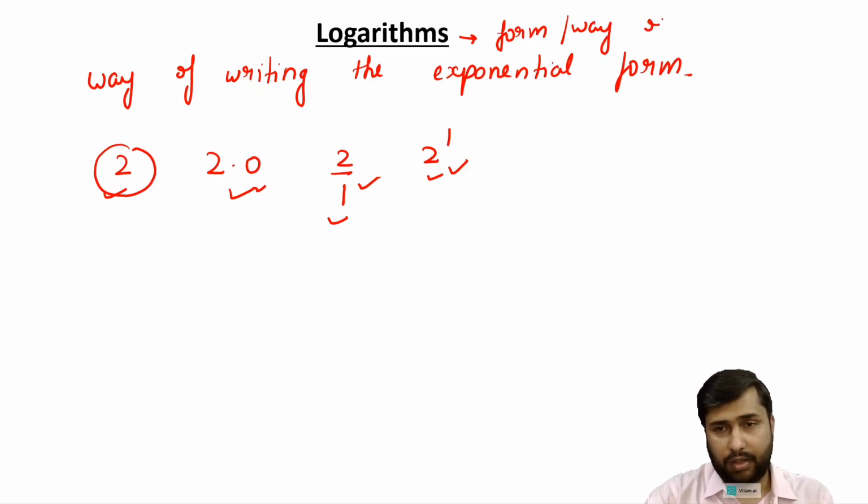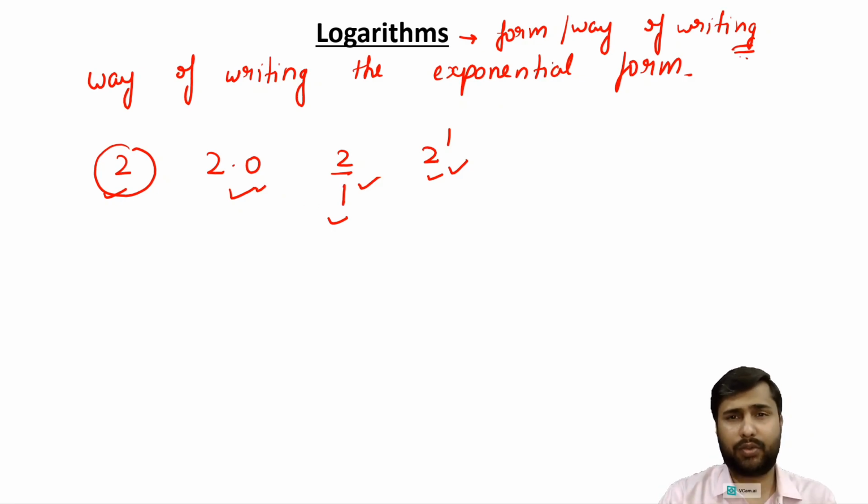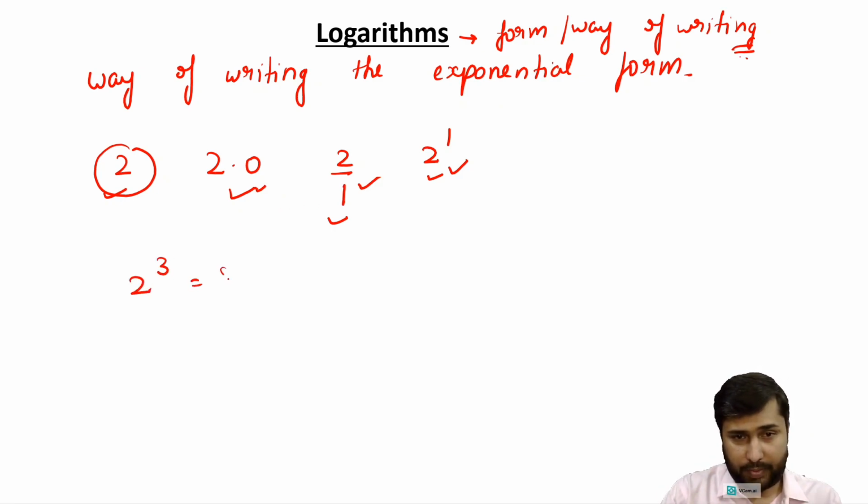So logarithm is also a form, or you can say a way of writing the exponential form. So let us write something in the exponential form. Let us say 2 to the power 3 is equal to 8. I have written the exponential form, right?